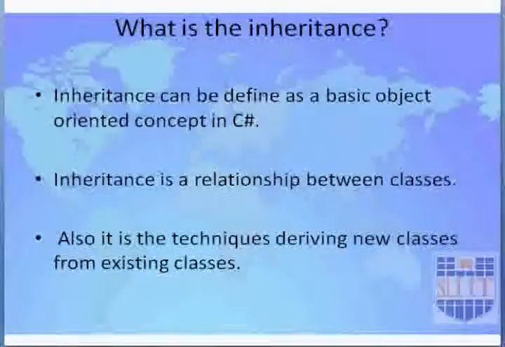Why is inheritance important? Inheritance is a relationship between classes. From further analysis, we can express it as a technique to derive new classes from existing classes. In this relationship, the child class inherits the members and methods of a parent class. In object-oriented programming, inheritance is a strong and fundamental relationship.